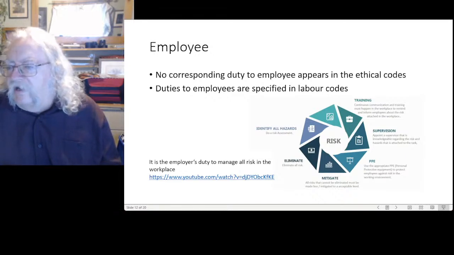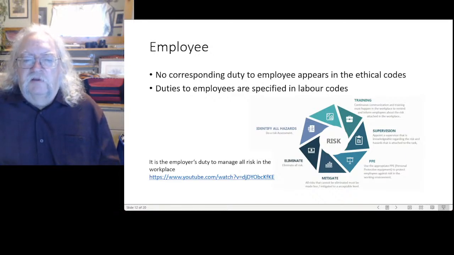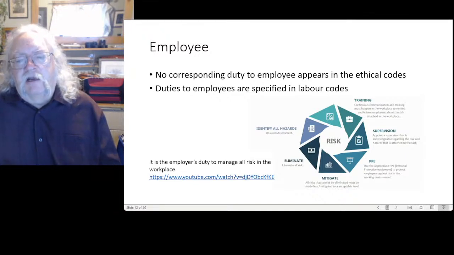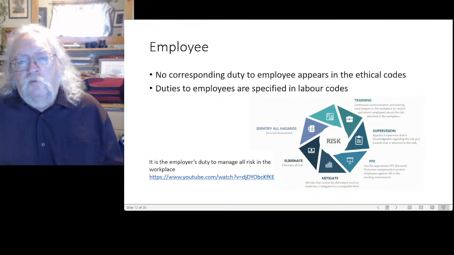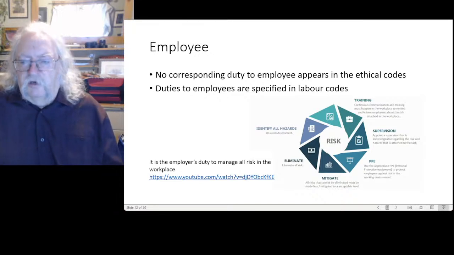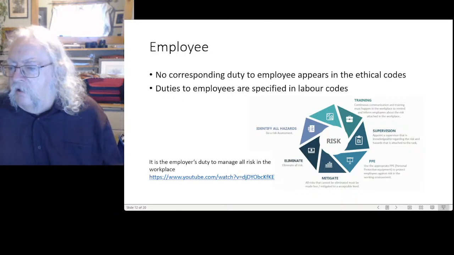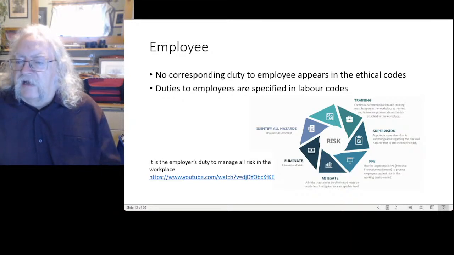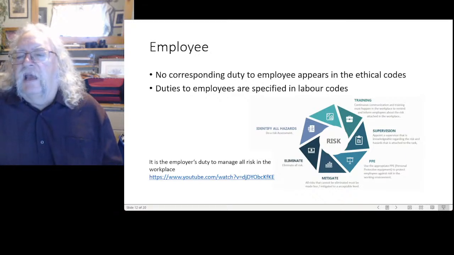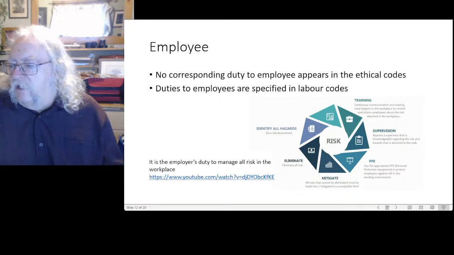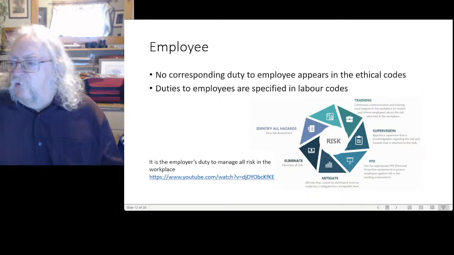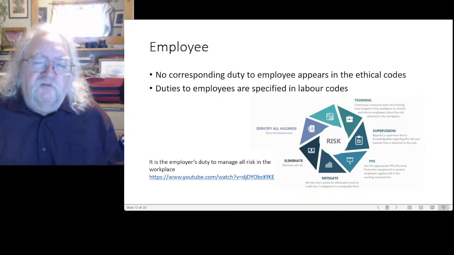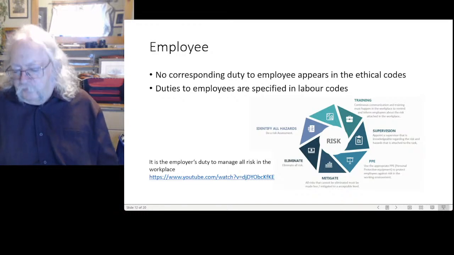Well, for one example, it's an employer's duty to manage all the risk in the workplace. And so the employer should have managing risk in the workplace as an ethical responsibility, one would assume. And that includes things like eliminating hazards, identifying hazards, mitigating those that cannot be eliminated, making sure adequate personal protective equipment is available, making sure there's adequate supervision, and of course, making sure that there's training.